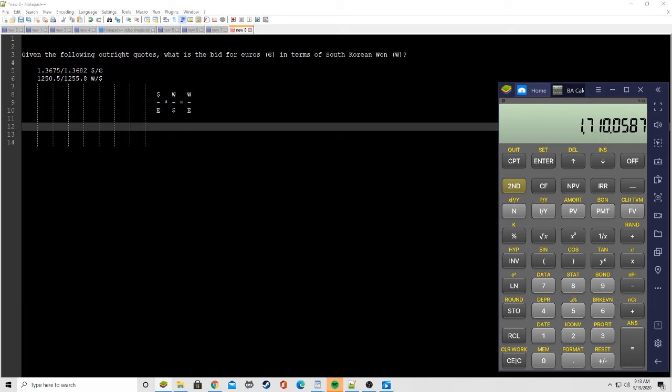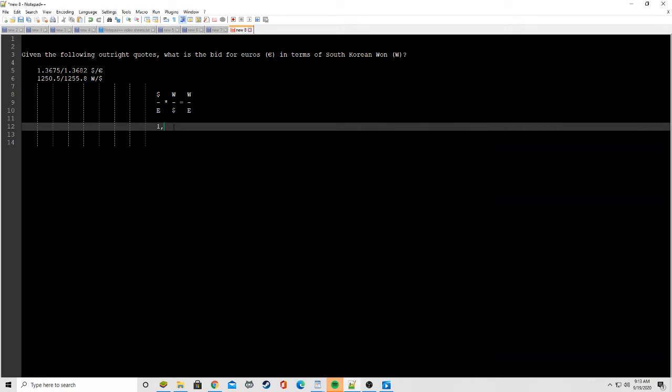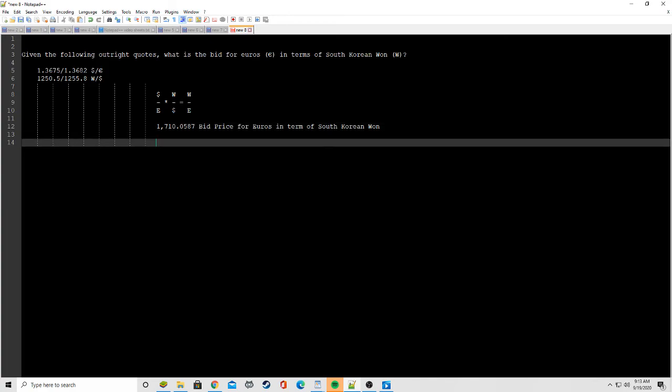Okay, and that means that the bid for euros in terms of South Korean won would be 1,710.0587. And this is the bid price for euros in terms of Korean won. I don't know if I'm saying that right.